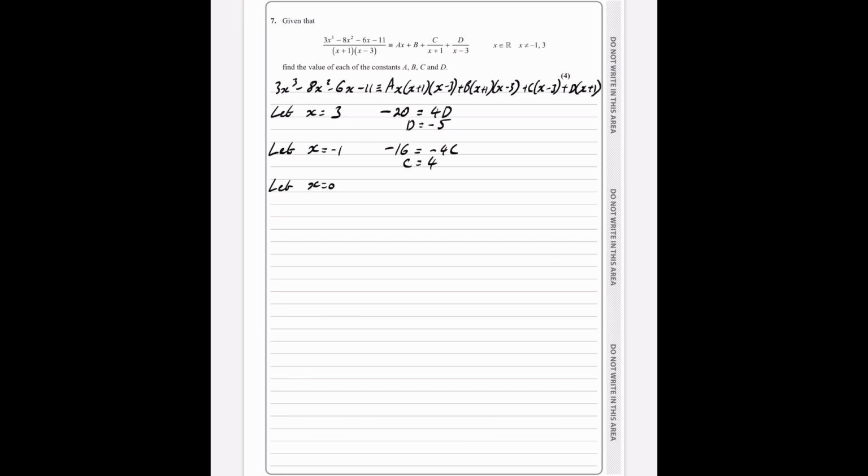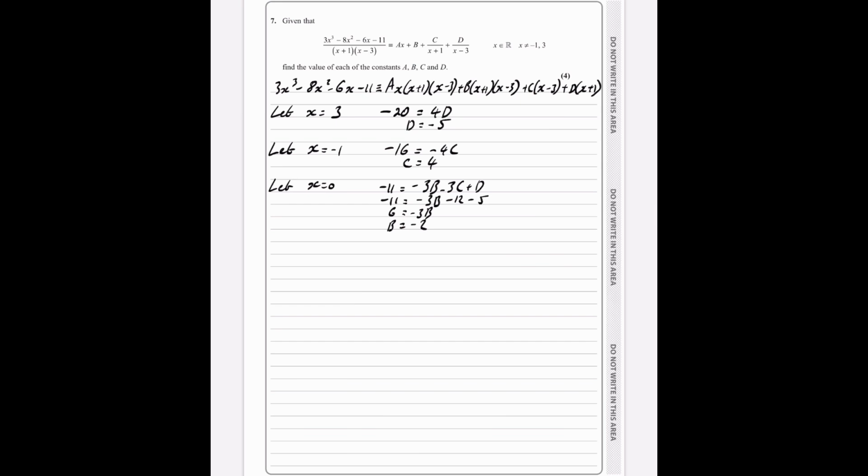And then it gets a bit trickier. I'm going to choose x to be 0. It's quite a nice number to plug in. The left-hand side is obviously negative 11, and we'll get negative 3b, subtract 3c plus d. On the right-hand side, we know what b and c are. We can substitute those in, and then solve the equation to deduce that b must be negative 2.